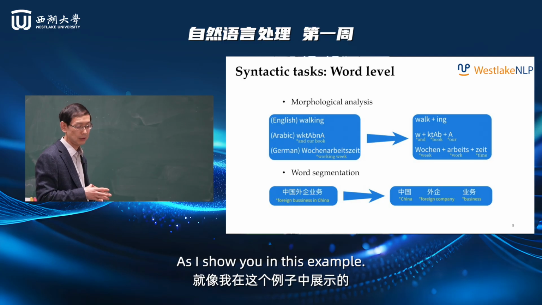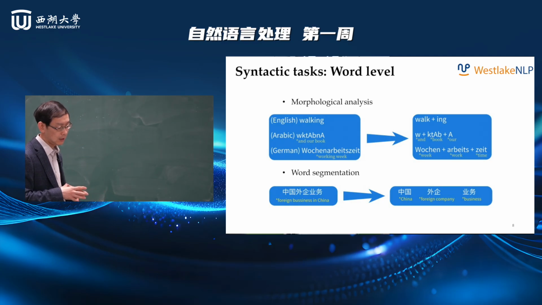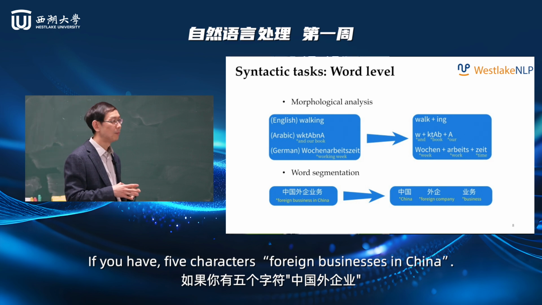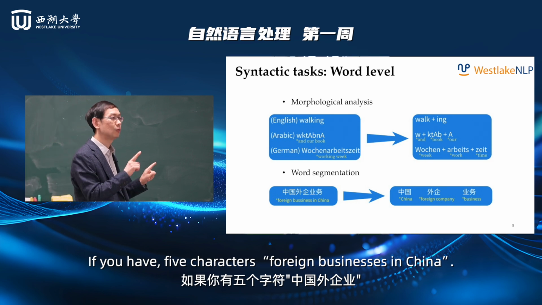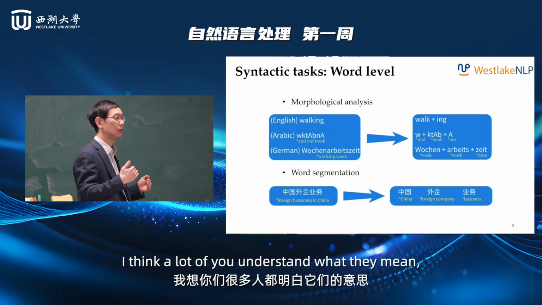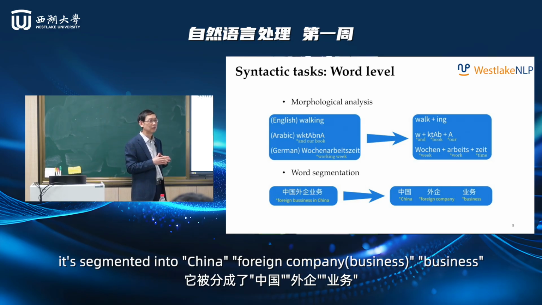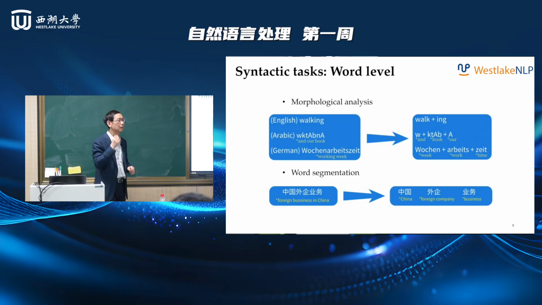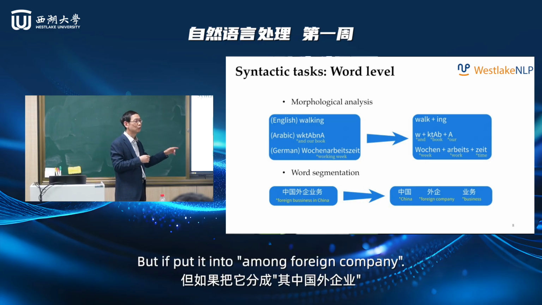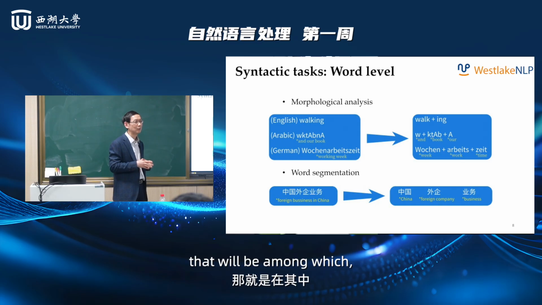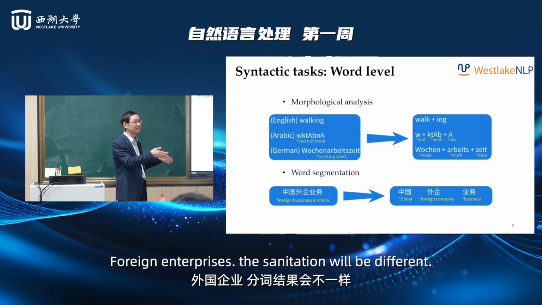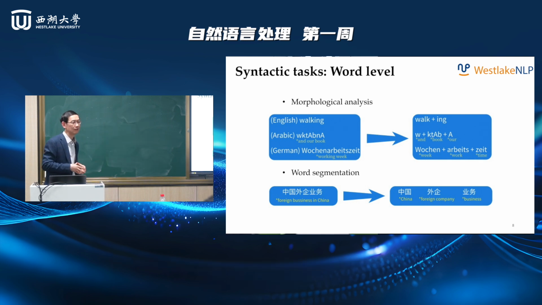So as I show you in this example, if you have 5 characters, 中国外企业, I think a lot of you understand what they mean, right? If you put it to 中国外企业务, it's segmented into 中国, China, 外企, foreign business, 业务, like business, right? But if you put it into 其中国外企业, that'll be among which, foreign enterprises, right? So the segmentation will be different, okay.